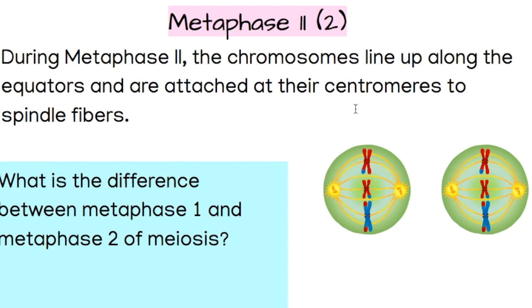Metaphase II, the chromosomes line up along the equator, the middle of the cell, and they're attached at their centromeres to the spindle fibers. Now look, here we have a whole chromosome lined up down the middle. Looks just like mitosis metaphase. This is Metaphase II of meiosis.